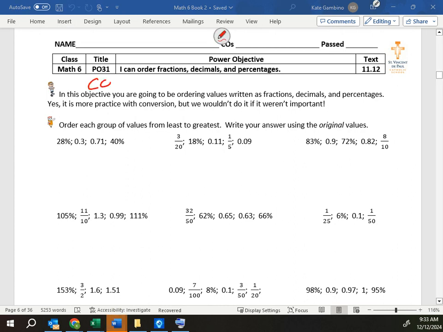Yeah, we want to convert all to the same type. So you're going to decide, do I want to convert all to fractions? Do I want to convert all to decimals? Or do I want to convert all to percentages? Okay, you choose which one you're going to convert them all to, and then you put them in order.